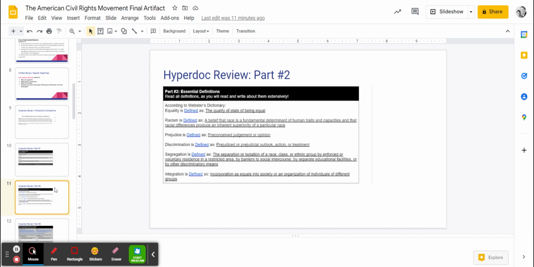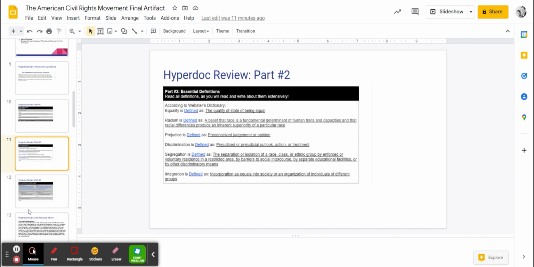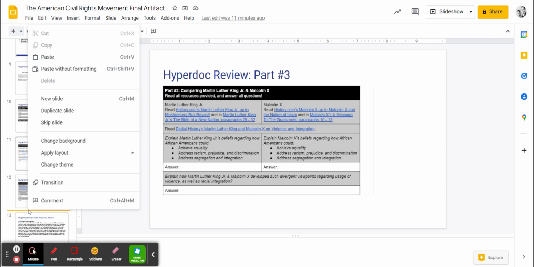In part two, I just give kids some basic definitions of words that will be used frequently: equality, racism, prejudice, discrimination, segregation, integration. These are all from Webster's dictionary. And I give students the link as well as the definition there, so that when they read these terms and have to use them, they clearly know them.